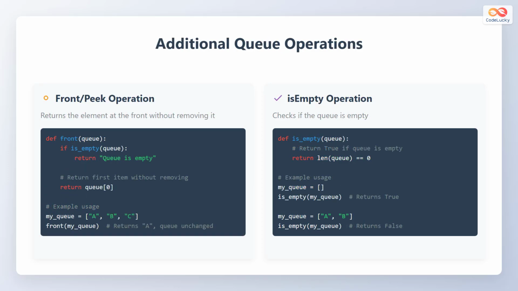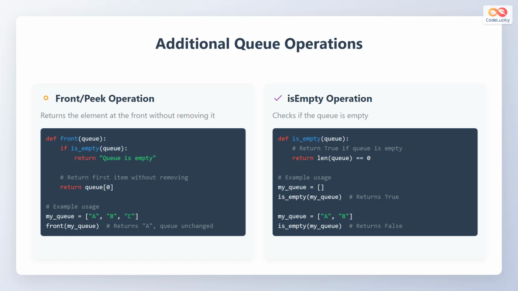Now let's discuss additional queue operations. The first operation is front or peek. The front or peek operation returns the element at the front of the queue without removing it. Here is the Python code. This code returns the first item of the queue without removing it.